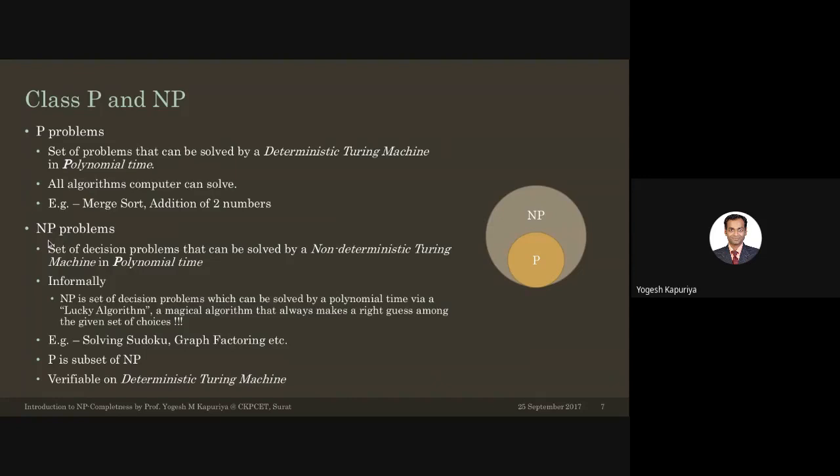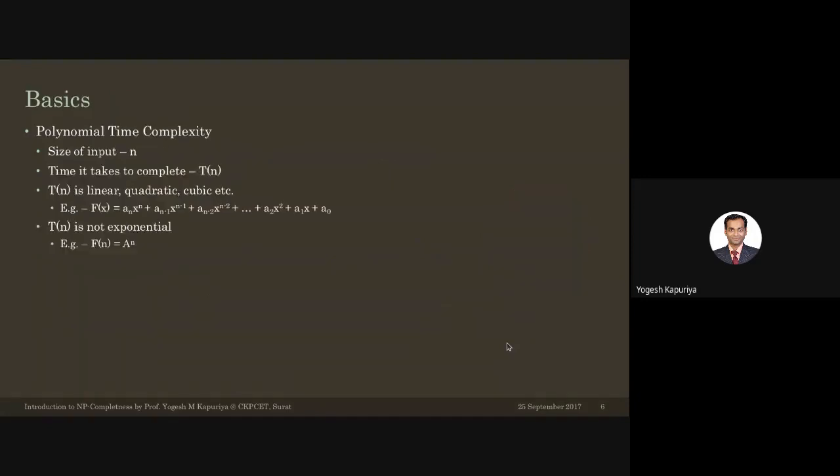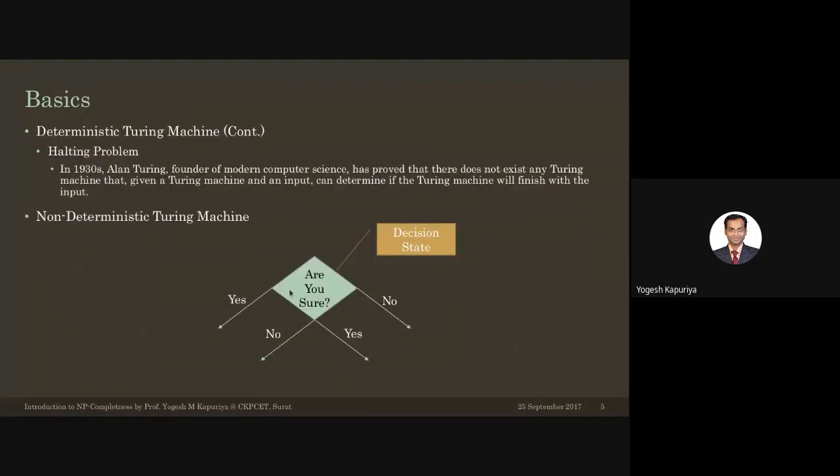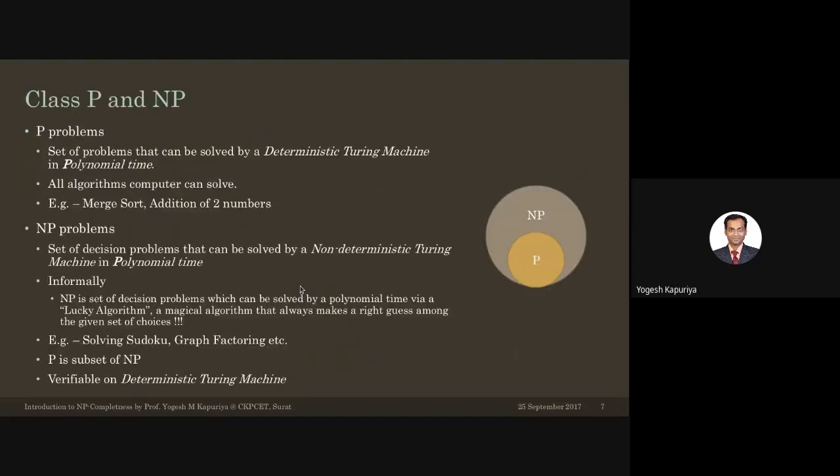So that's why this is a class of problem for which you require a non-deterministic Turing machine to solve, but the time complexity will be polynomial. Informally, you can say NP is a set of decision problems which can be solved in polynomial time via a lucky algorithm. It's a magical algorithm that always makes the right guess among the given set of choices. So it's kind of a lucky algorithm. That means practically it's not existing.